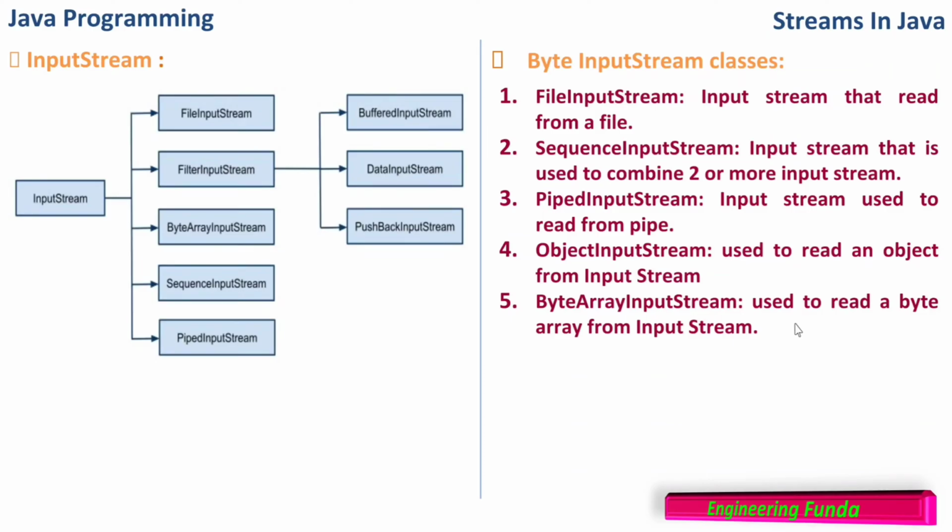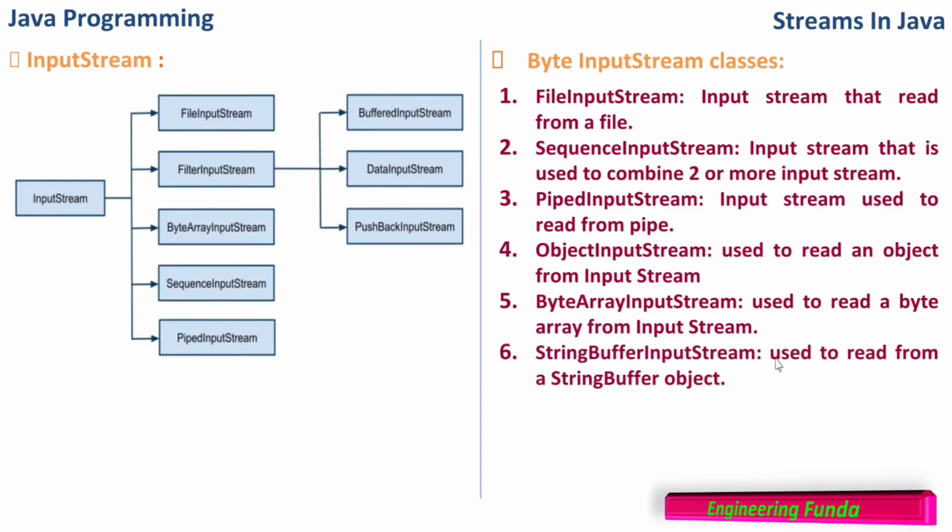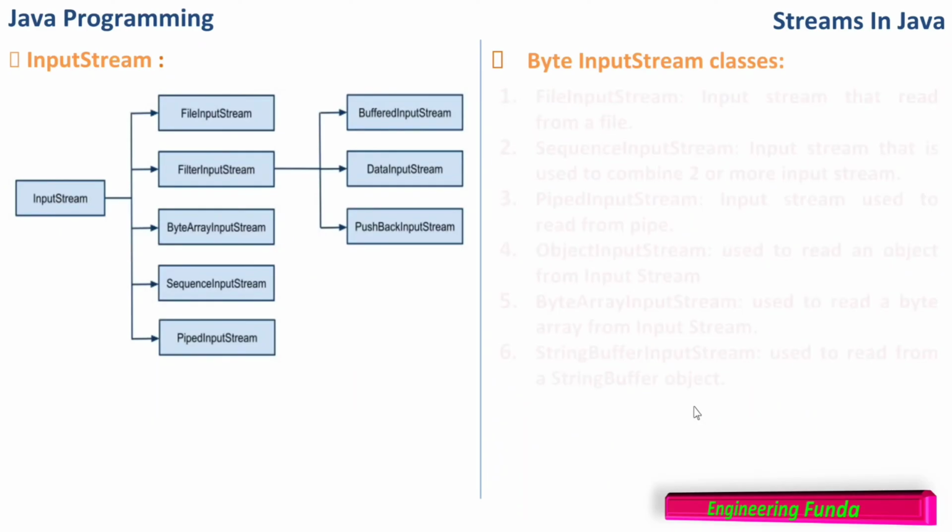ByteArrayInputStream is used to read a byte array from the input stream. StringBufferInputStream is used to read a string buffer object. So we have already seen what is a String class and StringBuffer class, and we know the advantages of using StringBuffer class over the String class. And if you are transferring a StringBuffer object over the input stream and you want to read it at the receiver's end, then we can make use of the StringBufferInputStream class.